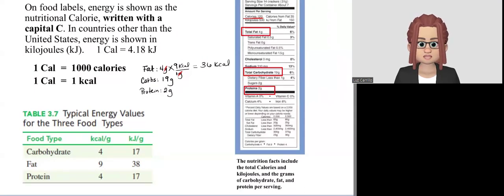For carbs, we can see that every gram of carbohydrate contributes 4 kilocalories. So we're going to multiply that 19 times 4 kcals or kilocalories. So when we do this calculation, we have 19 times 4, which means that we have 76 kilocalories being contributed by the protein, sorry, by the carbs.